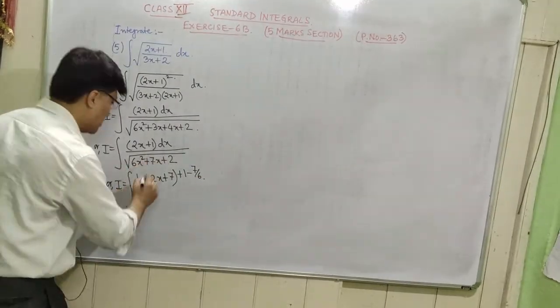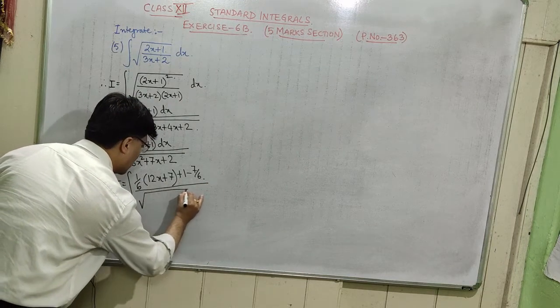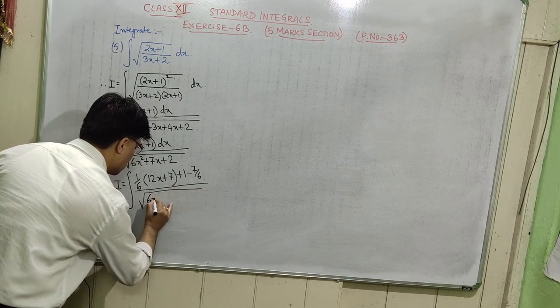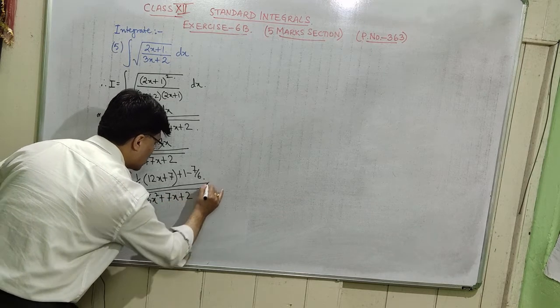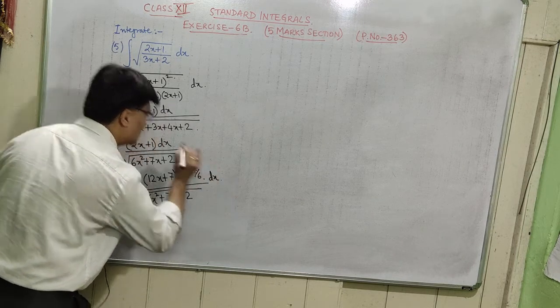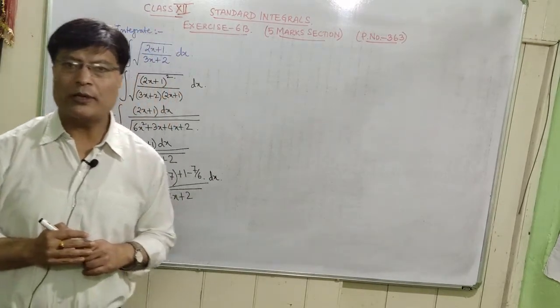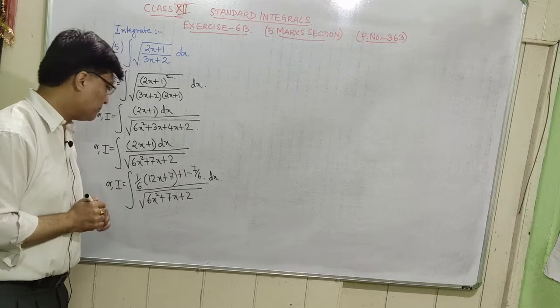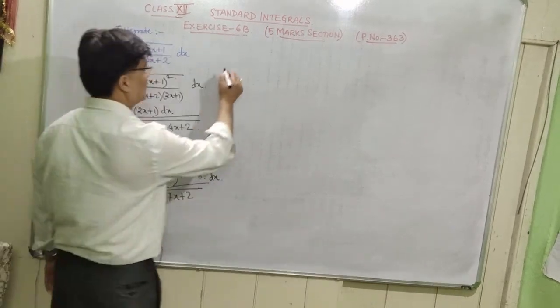Is that clear? So this whole divided by within square root, it is 6x square plus 7x plus 2, then what do we write? Dx. So I hope you have understood it. So let us simplify this 1 minus 7 by 6 and then you can separate it.